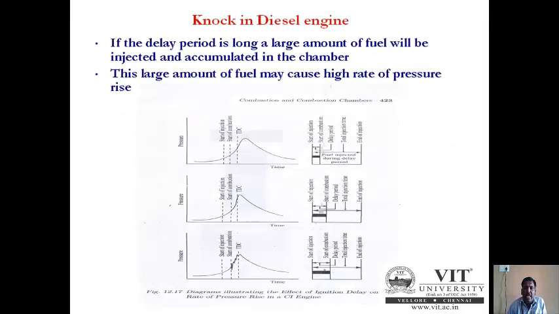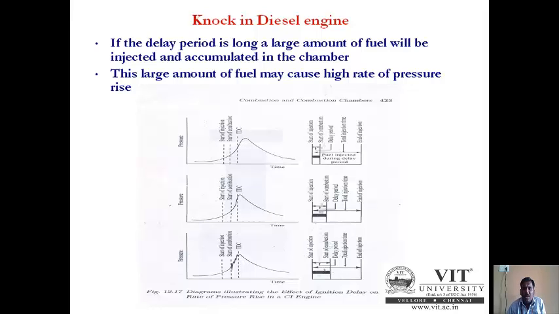Next topic is knocking in diesel engine. Knocking in a diesel engine is due to the delay period only. If there is a long delay period, then a huge amount of fuel may accumulate inside the cylinder, inside the combustion chamber. When all this fuel burns simultaneously, it will increase the pressure. This large amount of fuel may cause a high rate of pressure rise inside the cylinder.